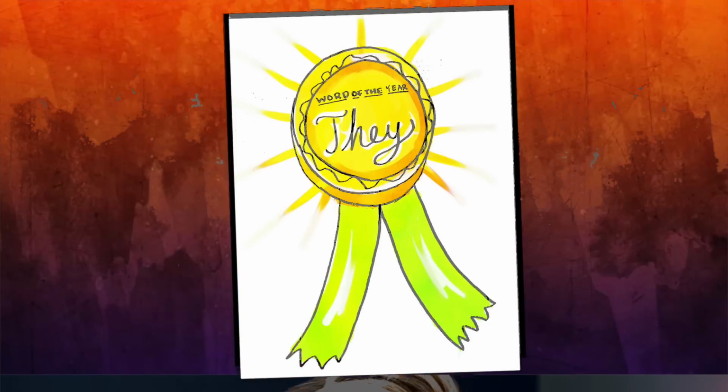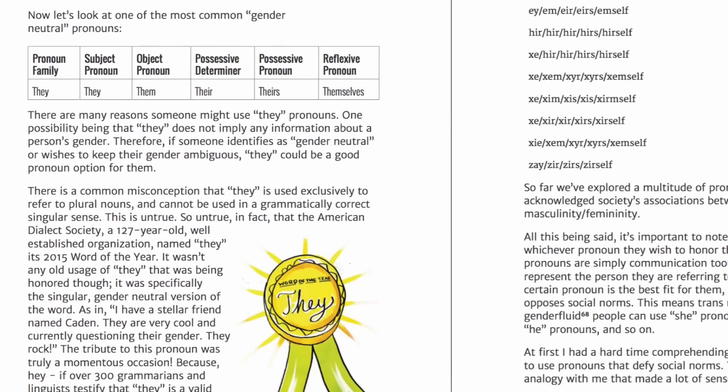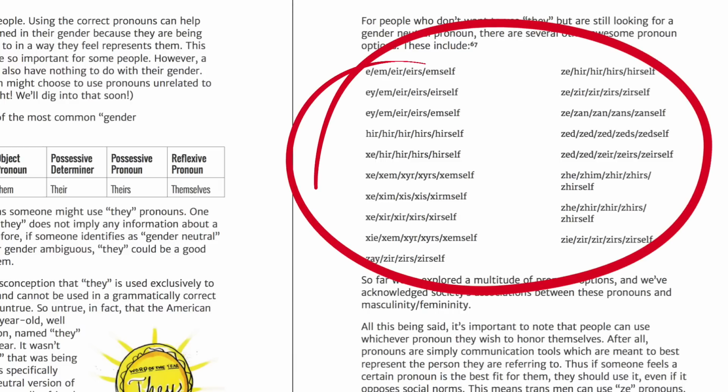Now let's look at one of the most common gender-neutral pronouns, they. I'm going to do a whole video devoted to the word they. In that, we'll talk about how they can be used singularly and still be grammatically correct, and we'll also explore some other gender-neutral pronouns, some neopronouns. This is why I'm not going to talk about any of that now, but I'm excited for that video because it needs to exist. So like we mentioned before, some people use pronouns to express their gender and some don't.